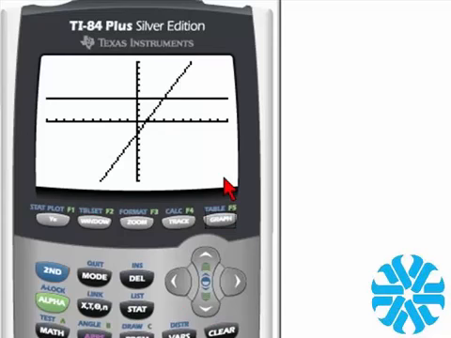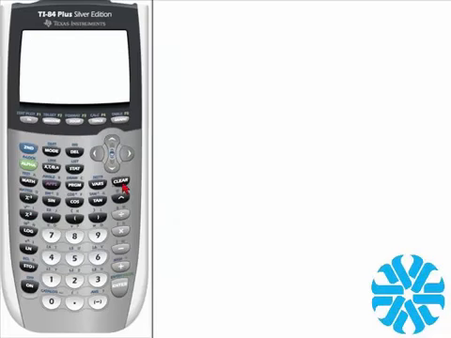Okay, so that's just a way that you can turn the functions on and off without completely deleting them. And this concludes the video on graphing multiple functions.